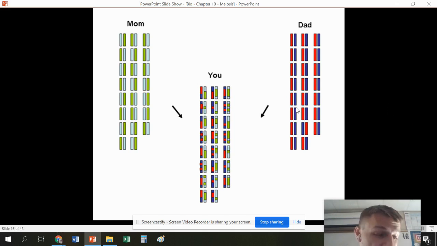And as you go further and further back in your lineage, you're going to get less and less like each parent or each grandparent. So you are 12.5% like your great grandparent. You are 6.25% like your great great grandparent. But you are the most genetically identical to your mom and dad in this way because you are 50% of each.